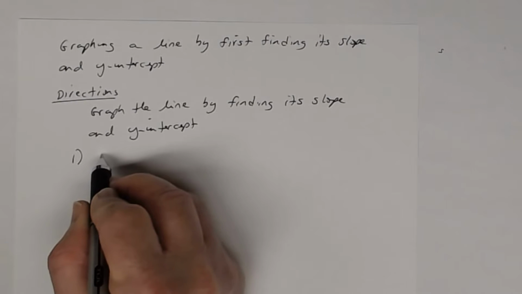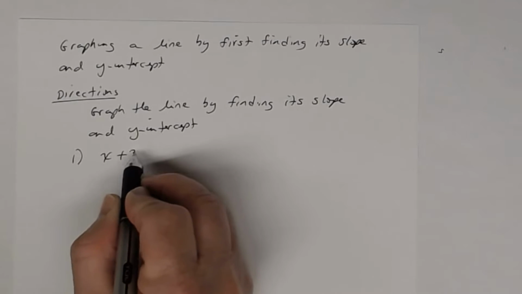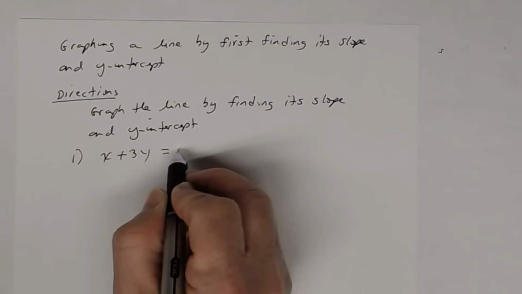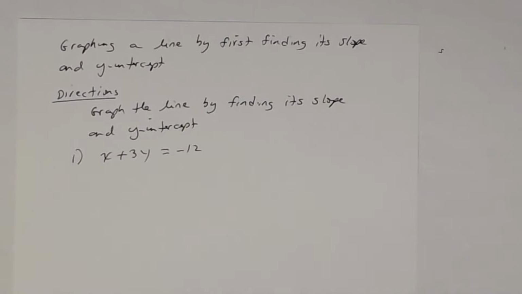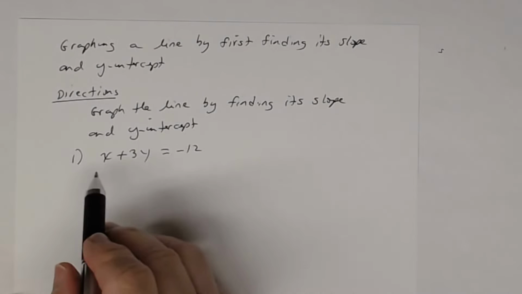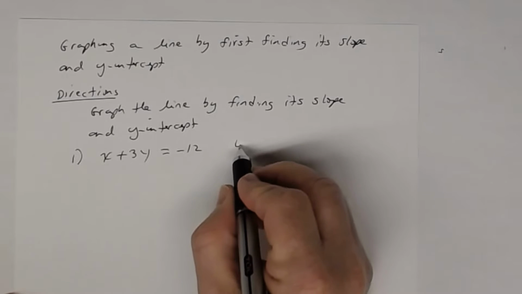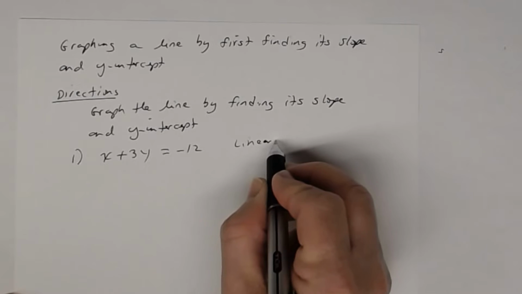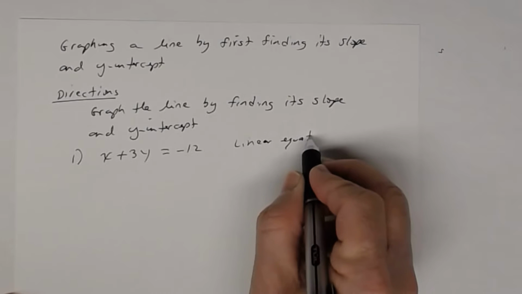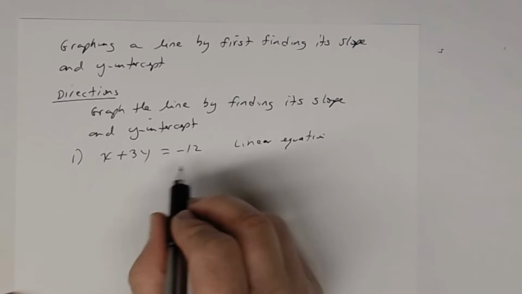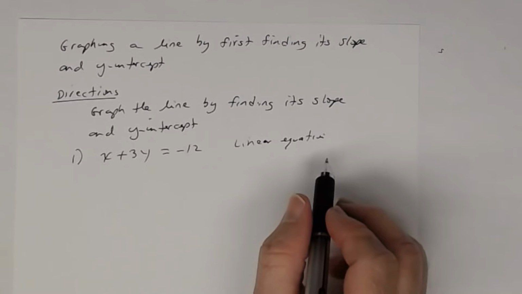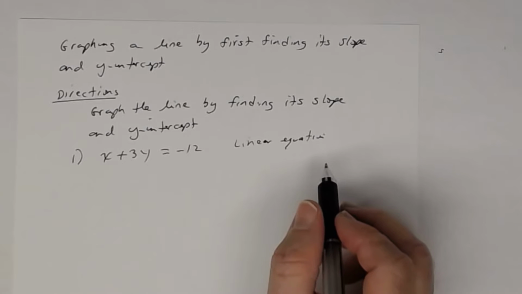So the first example, you have x plus 3y equal negative 12. All right, so we have that example. Now you want to graph that line. So notice it's a linear equation, right? So we know that when we graph a linear equation where we have x and y, we're going to get a line.